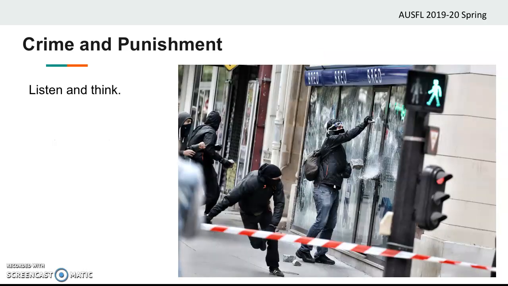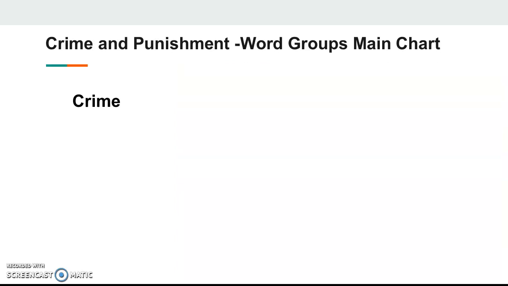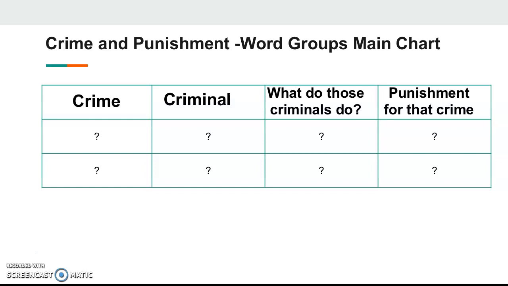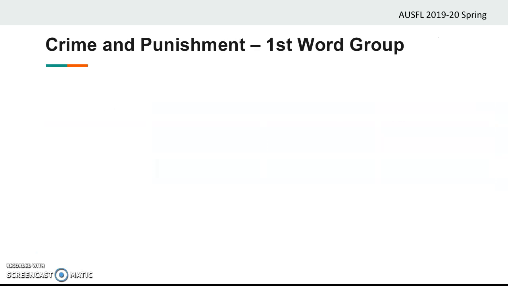If there is a crime, there must be a person who is doing this illegal act, and we call the person who is committing a crime a criminal. In word groups, we will learn vocabulary related to crime, and we will learn the types of criminals and the actions that the criminals do and the punishment for certain crimes. Let's focus on the actions of the criminals first.